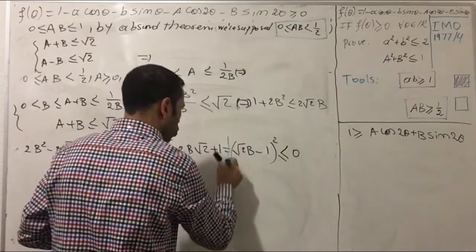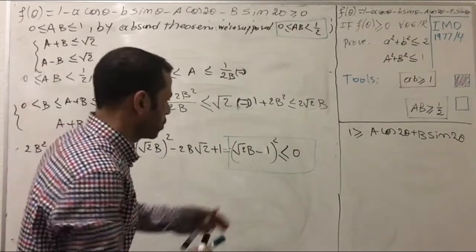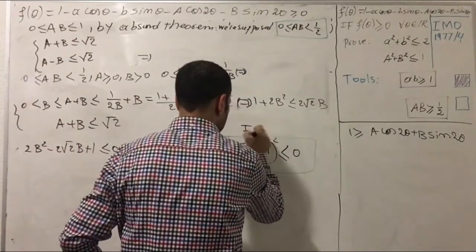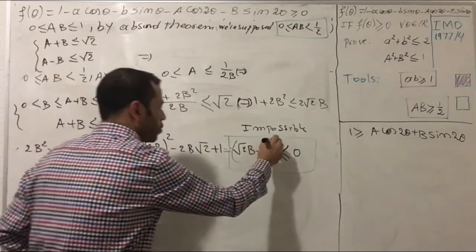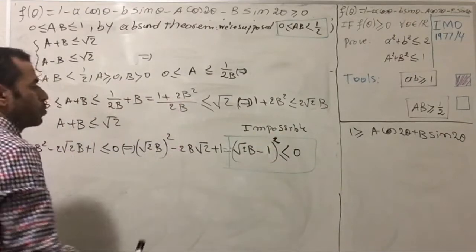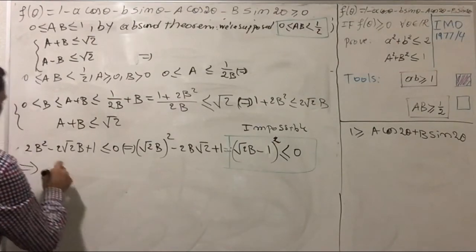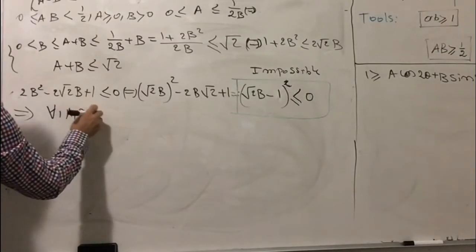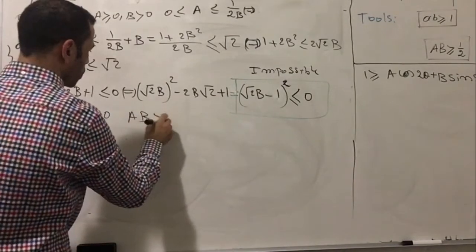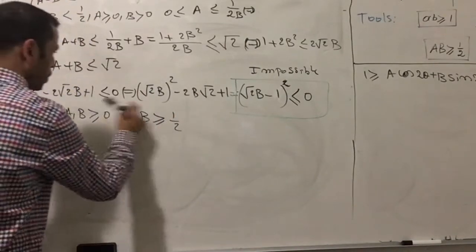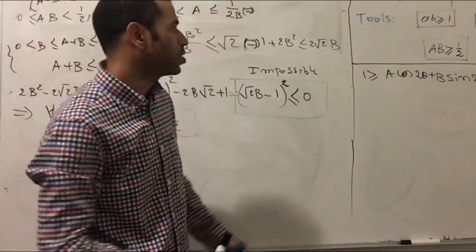Do you think this is true? Okay, this is not true. This is impossible, okay? This is impossible. Contradiction. Now, because this one has to be superior or equal to 0, okay? Now, what does that mean? That means A, capital A, and B superior or equal to 0. The product of AB is superior or equal to 1 over 2. Okay, now I proved the second identity. Now the second identity is proved.